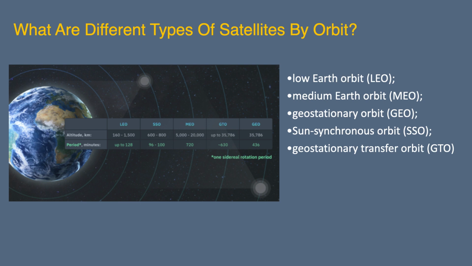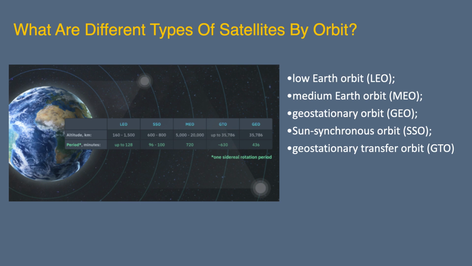After launch, a satellite is placed into one of several orbits around the Earth. Different types of orbits affect coverage and the speed at which satellites travel around the planet. For example, low Earth orbit, or LEO, located at an altitude of 160 to 1,500 kilometers. Satellites in this orbit move quickly and can circle the Earth up to 16 times a day, allowing them to collect high-resolution data.